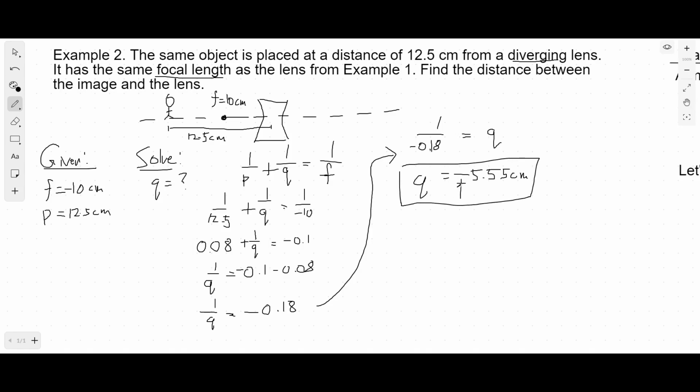Now the sign here is important because negative means it will be to the left, which makes perfect sense because we know that's what will happen for a diverging lens. We'll get a little man to the left of the lens at a distance of negative 5.55 centimeters.